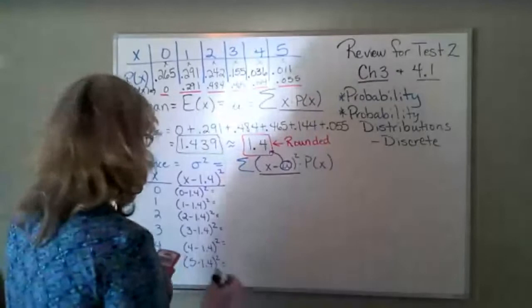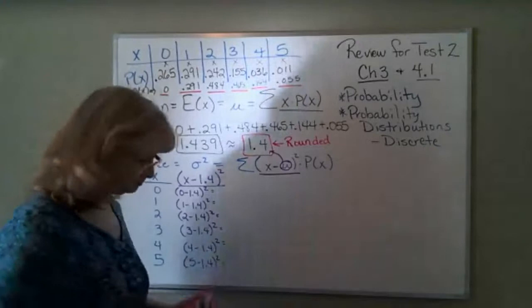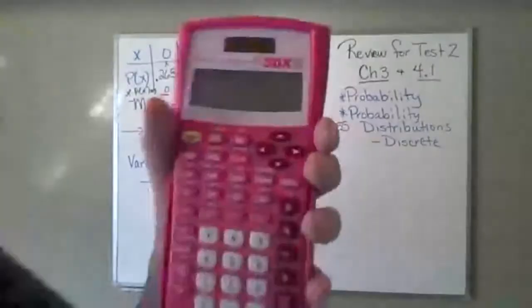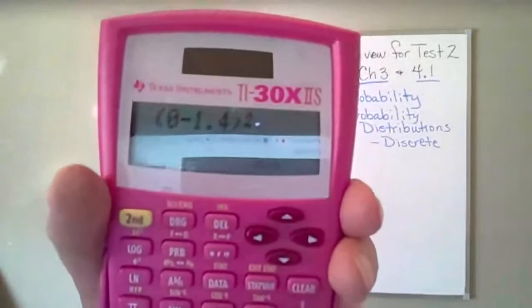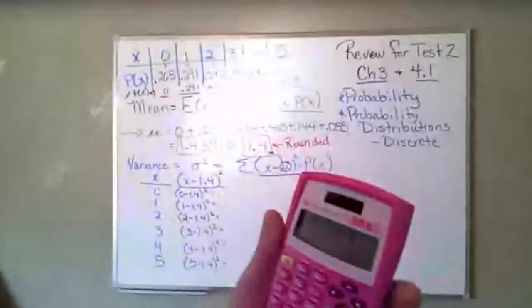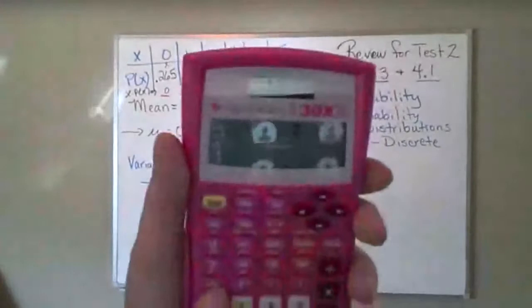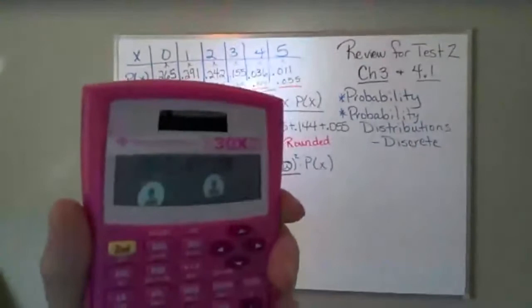So on the first one, 0 minus 1.4 squared. And let me remind you, I'm going to hold my calculator up. When I do 0 minus 1.4 quantity squared, notice I put that in parentheses. That's important. If you don't have that x squared button, remember another option is to use the up arrow, the caret button, and raise it to the second power, which is the same thing. And then when I hit equals, I get 1.96.